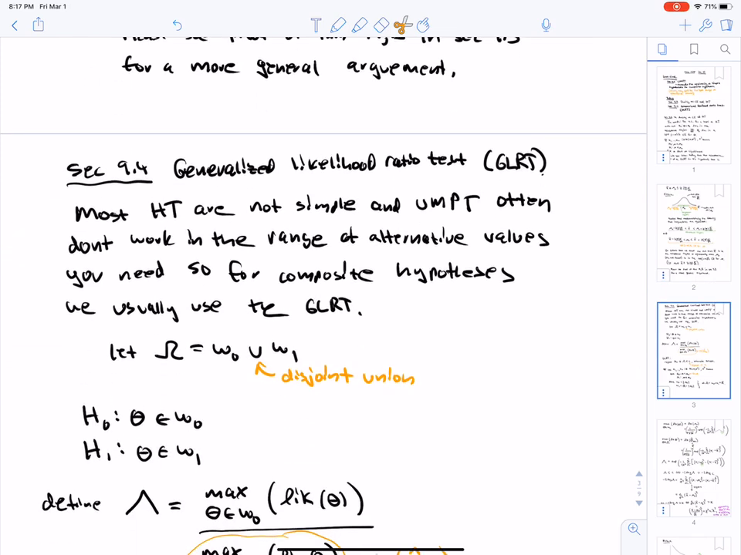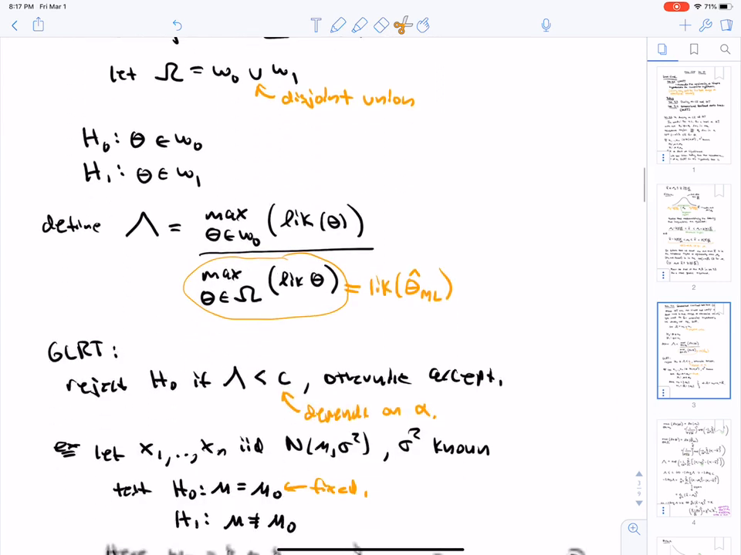So we're on to section 9.4, the generalized likelihood ratio test. So most hypothesis tests are not simple, and the uniformly most powerful test often doesn't work in the range of alternative values you need. So for composite hypotheses, we usually use the generalized likelihood ratio test. So we're going to let omega be a disjoint union of two sets, omega 0 and omega 1. And our null is going to be that theta is in omega 0, and the alternative is going to be that theta is in omega 1.